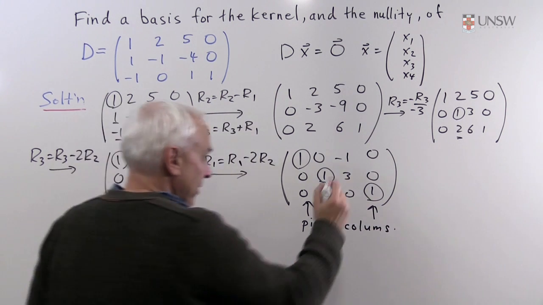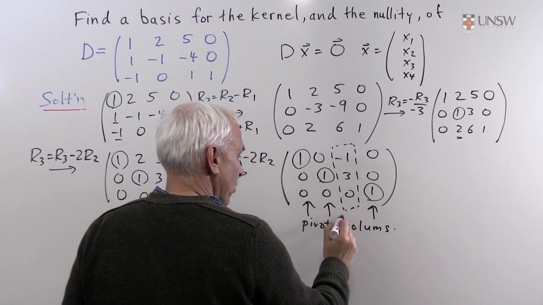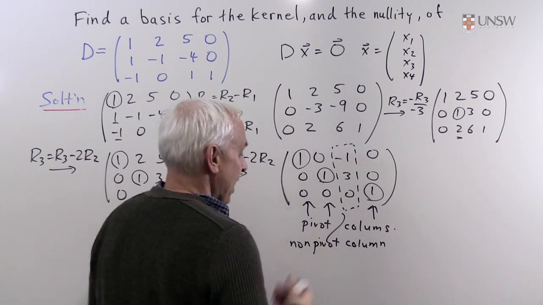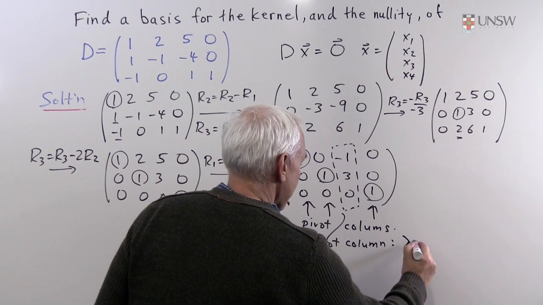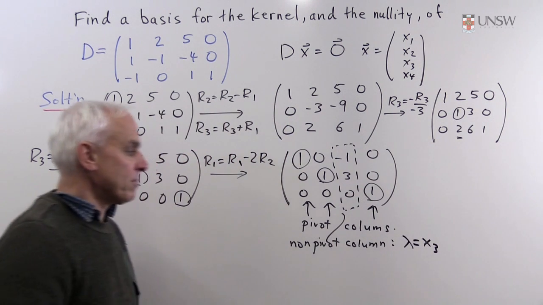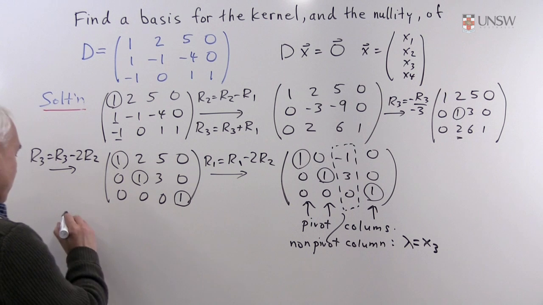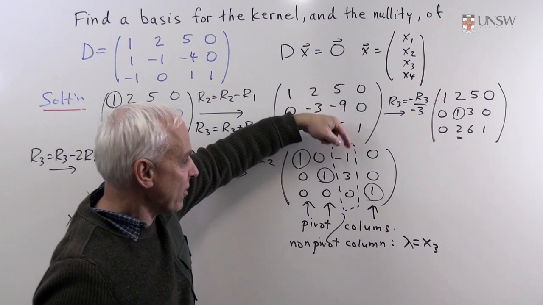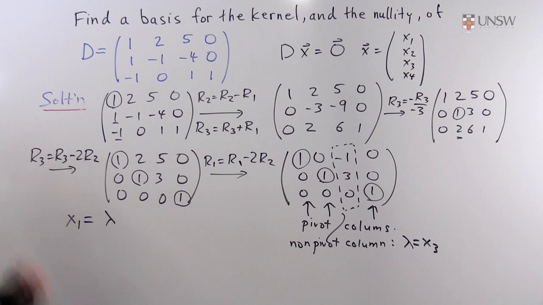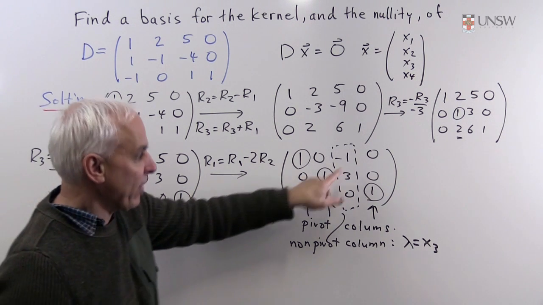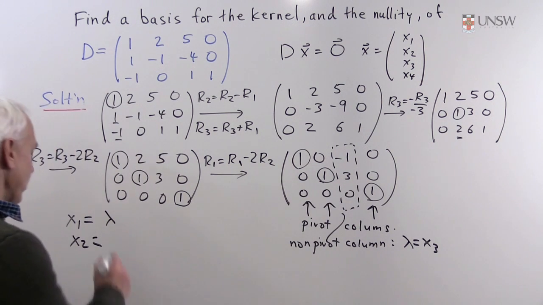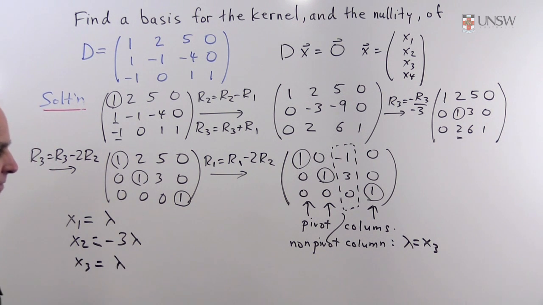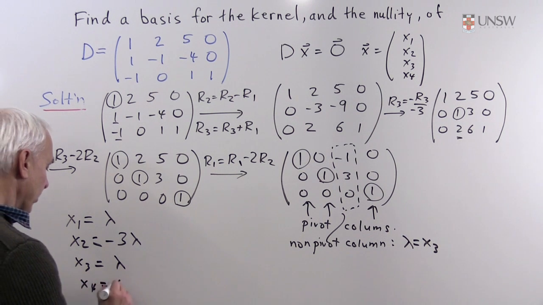And this other one right here, this is a non-pivot column that corresponds to a parameter, say parameter lambda. So the third variable, x3, will be set equal to lambda. And then we'll be able to read the solutions off: x1 equals lambda, because the first equation is really x1 minus x3 equals 0. So x1 equals x3 or lambda. The second equation is really x2 plus 3 x3 equals 0. So x2 will be minus 3 lambda. x3 will just be equal to lambda, because that's what we introduced. And x4 is just equal to 0.